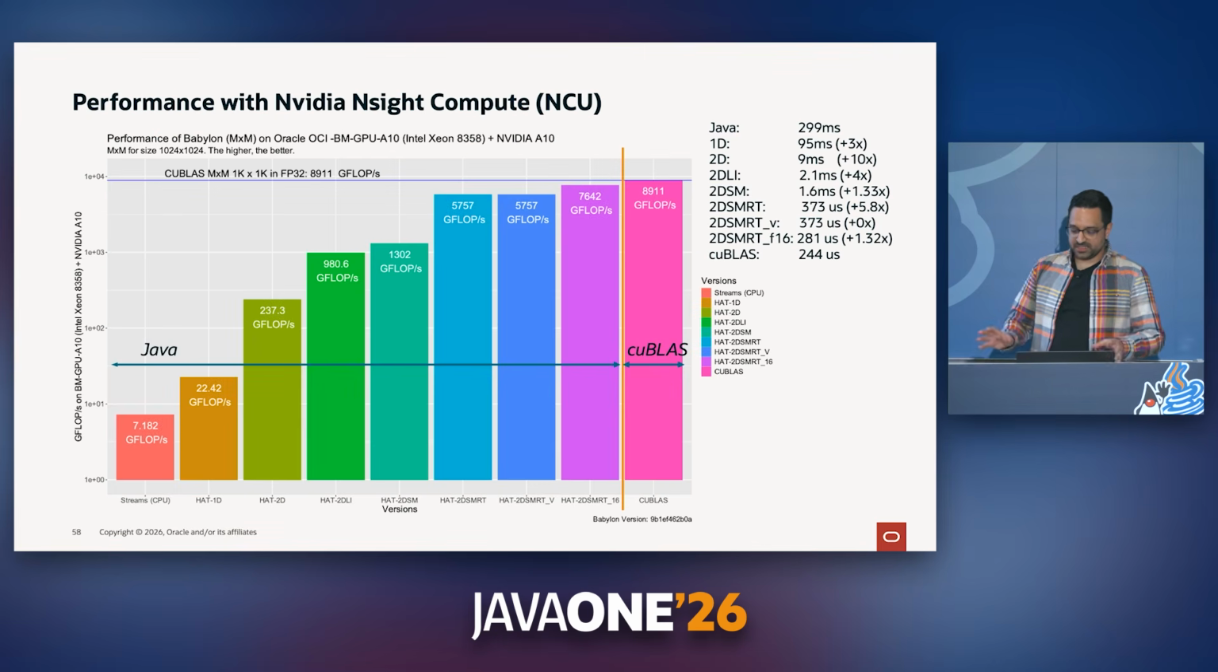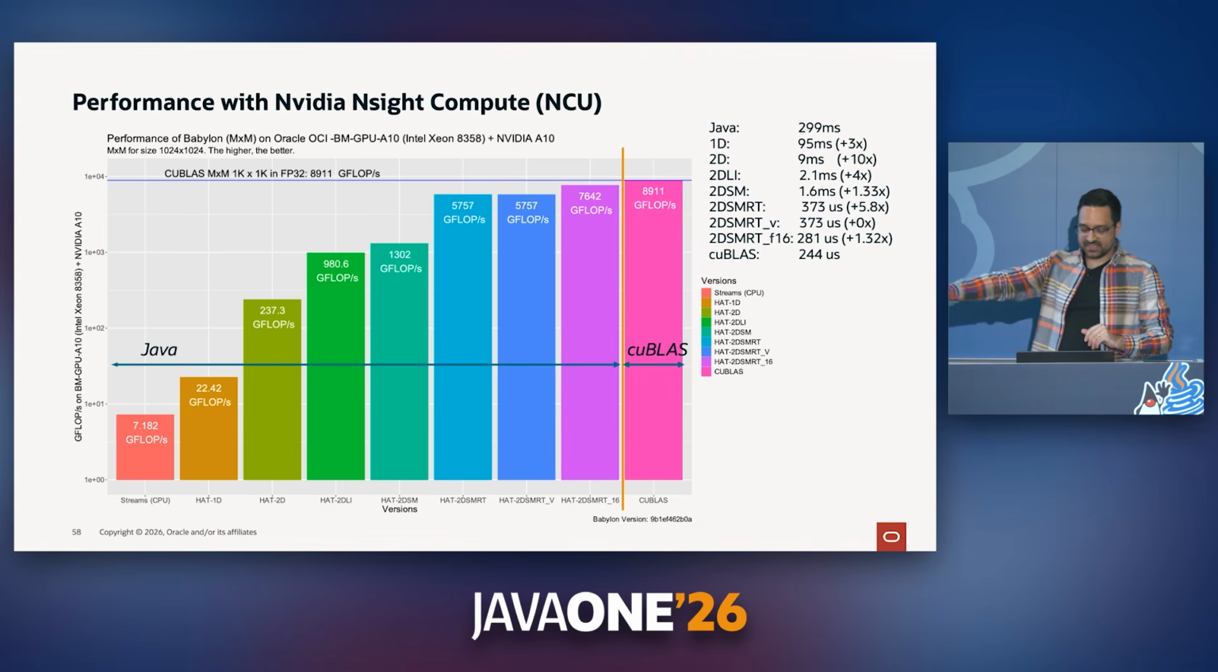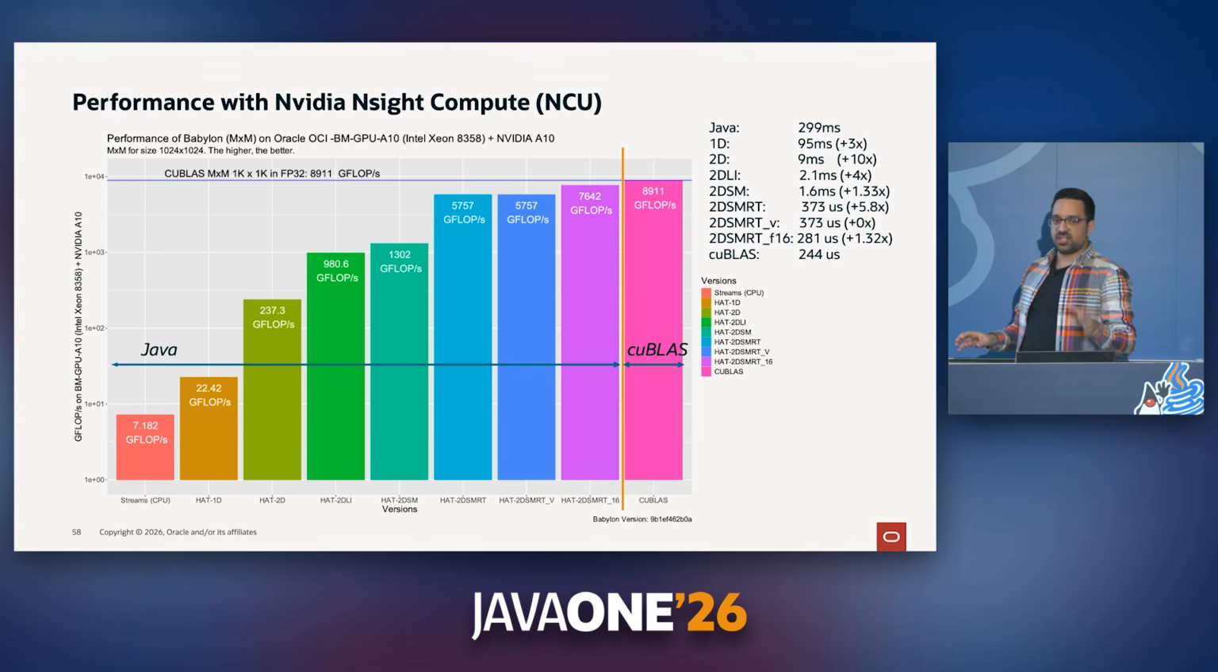So what do we get? Here is a performance plot. I'm going to explain what this means, okay? The x-axis shows different versions. The first one is just Java sequential. The last one is native CUDA C++. In between is everything written in HAT with different optimizations enabled.